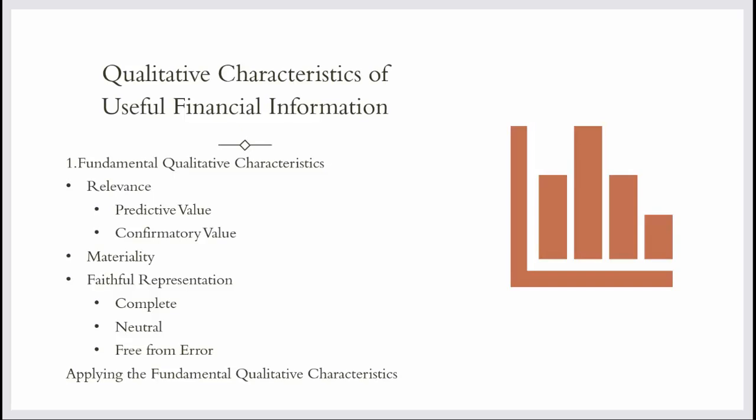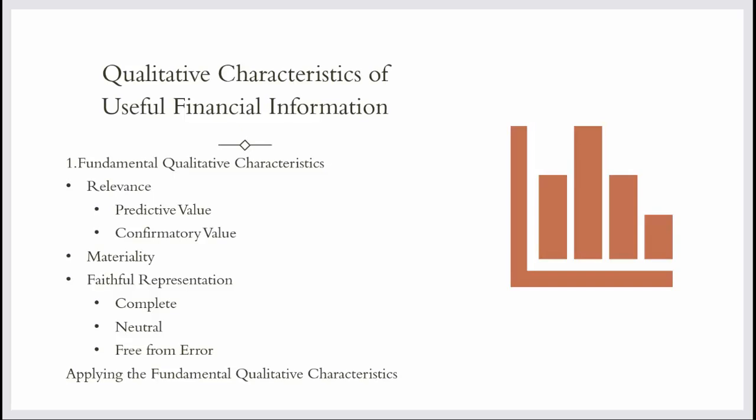Neutral. When reporting financial performance, a company should present all gains and losses without exaggeration or understatement. For instance, if a company incurred a loss due to a market downturn, it should report the loss honestly without trying to make it look smaller than it is.